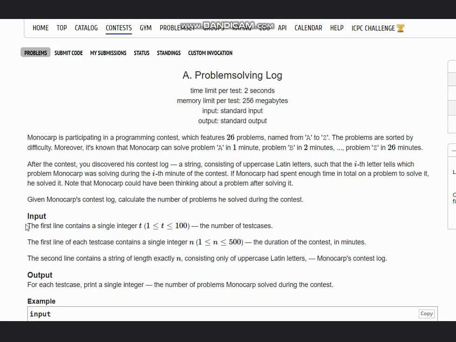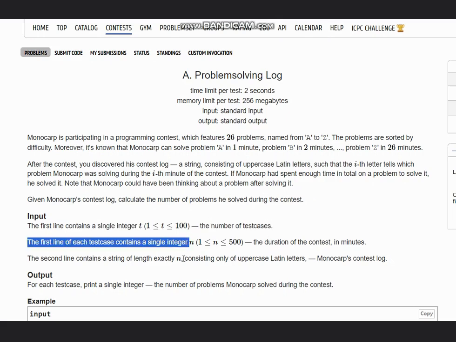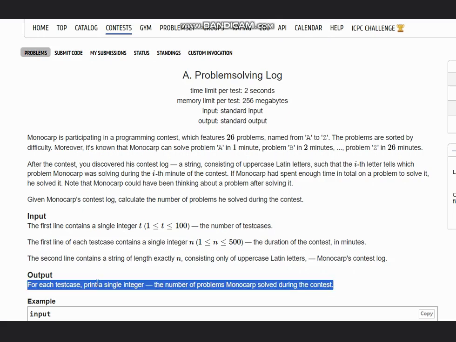So input is t, the number of test cases, n, the duration of the contest in minutes, and the second line contains a string of exactly length n consisting of uppercase Latin letters, Monocarp's contest log, and we need to output a single integer, the number of problems Monocarp solved during this contest.